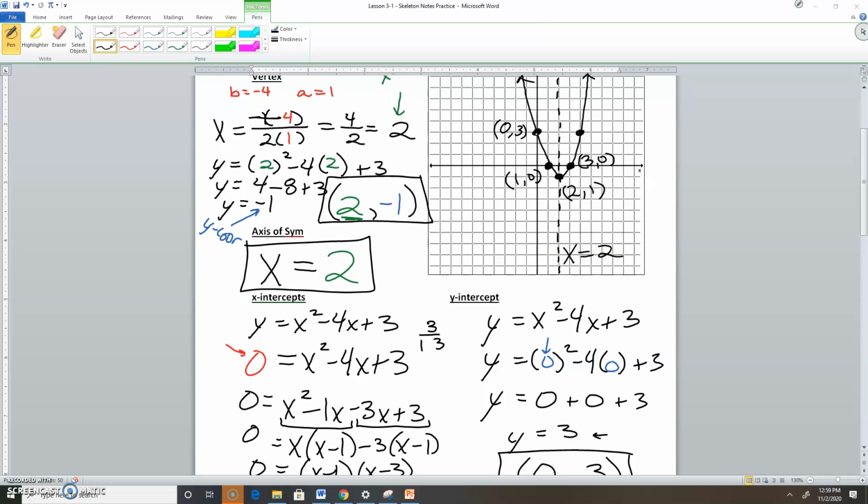You definitely want to make sure you know that vertex formula for your test. It's going to be part of that memorization section on it. But yeah, that's it. So do the on your own.